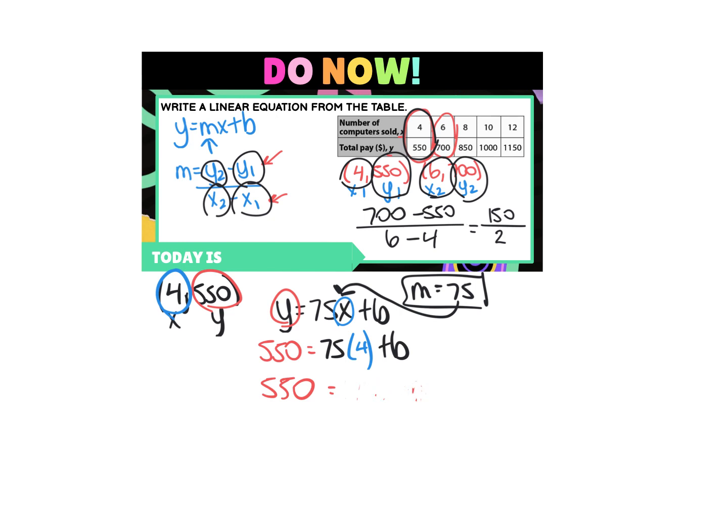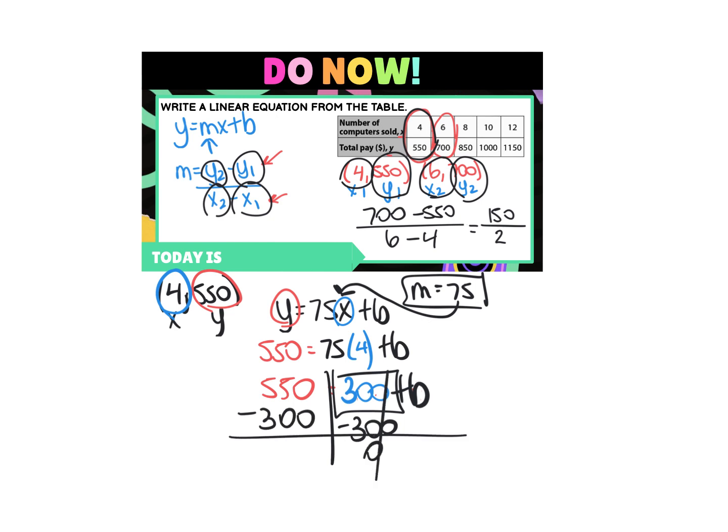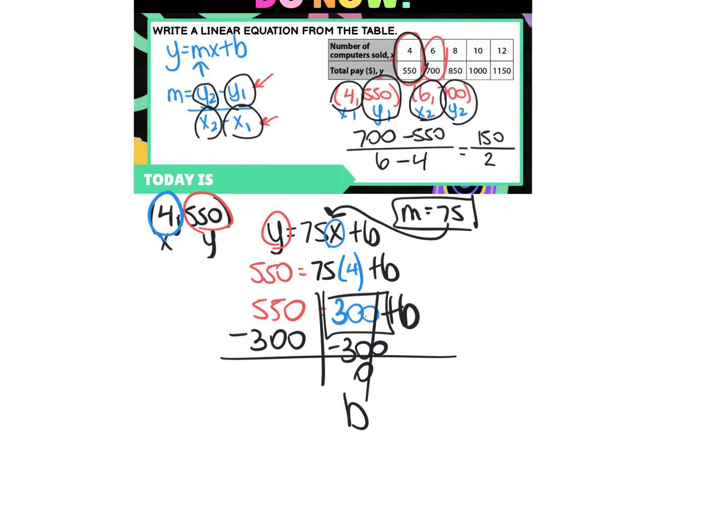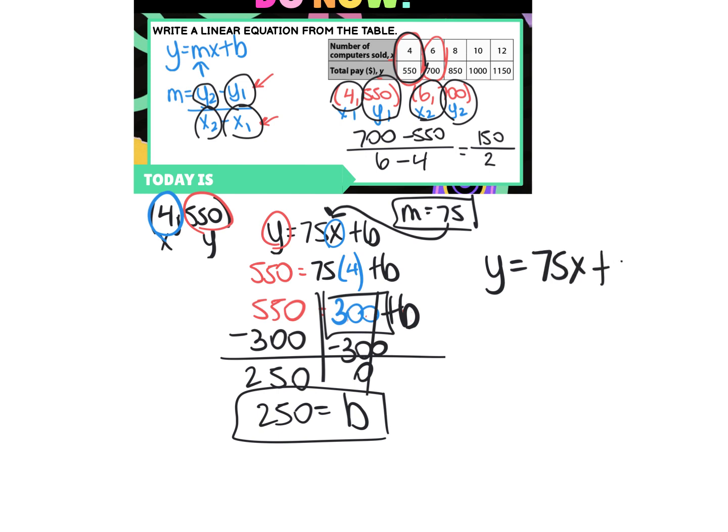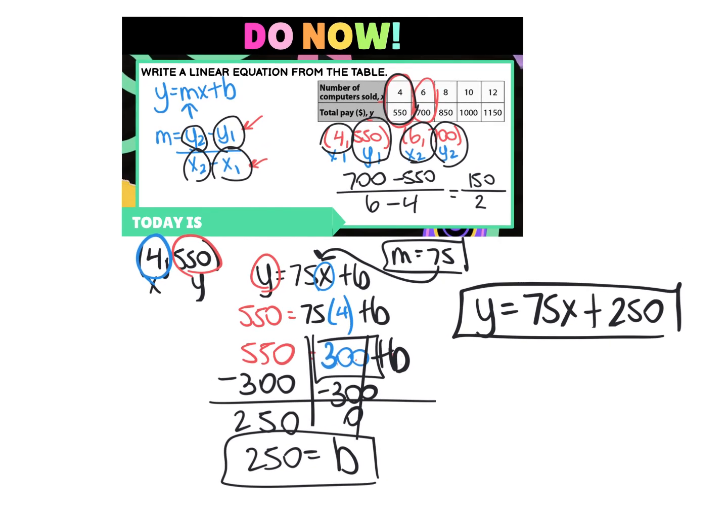And then we're solving for b. So we have to get the b by itself, which means we want to get rid of this positive 300. So we're going to do minus 300 on both sides. This side gives us 0, leaves us with b. And this side gives us 250. So b is going to equal 250. So our last step, y equals 75x plus 250. This was a very long do now. It's been a while since we've done one of these multi-step ones.